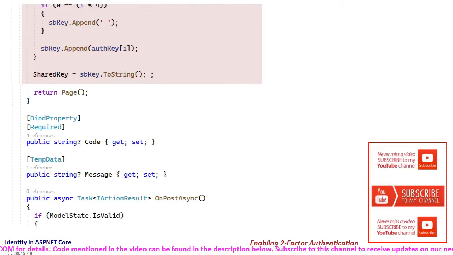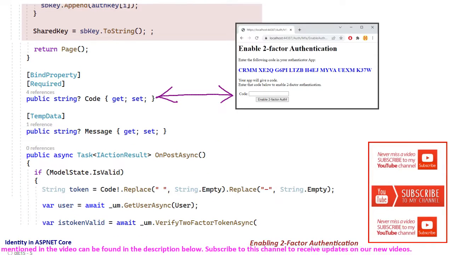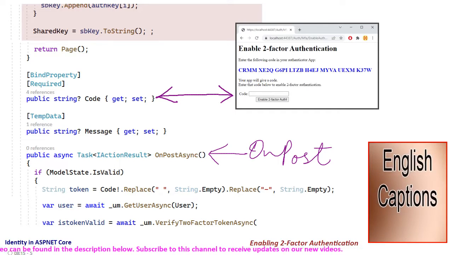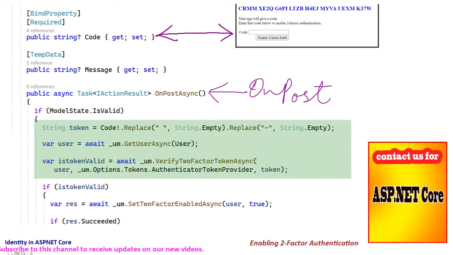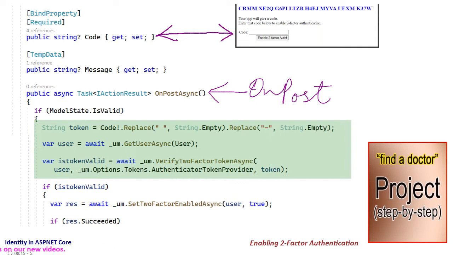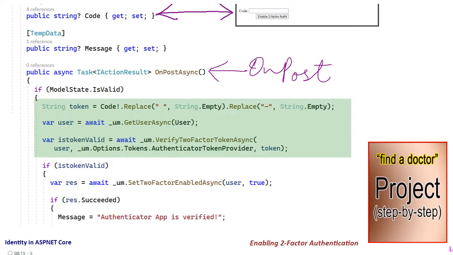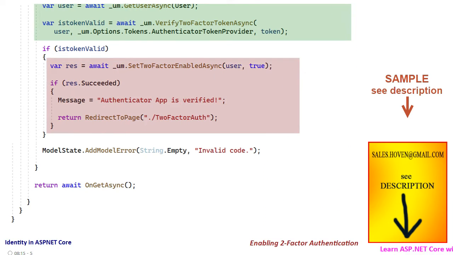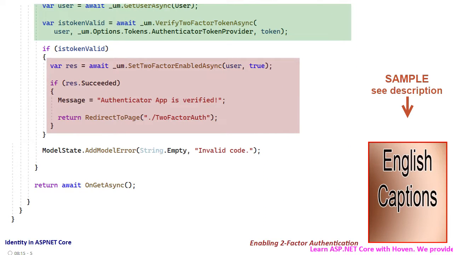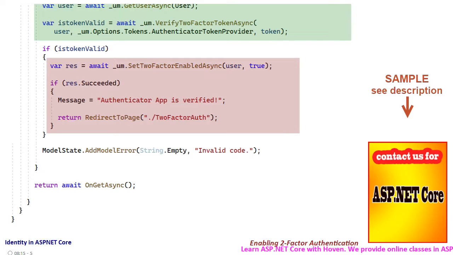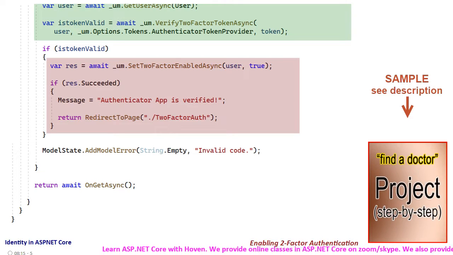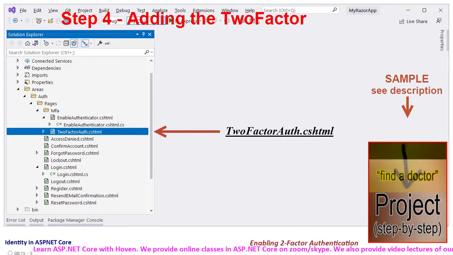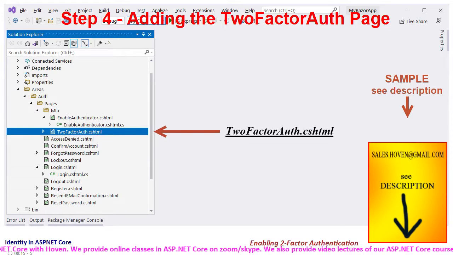Next, we have a bind property for code. The onPost method is called when the user posts the form. Any spaces or hyphens in the code are removed to obtain a continuous token. The user manager service is used to verify this token. If the token is valid, two-factor authentication is enabled and the user is redirected to a page where more options related to two-factor authentication can be presented to him. So next, let us also add the page TwoFactorAuth to present more options to the user.